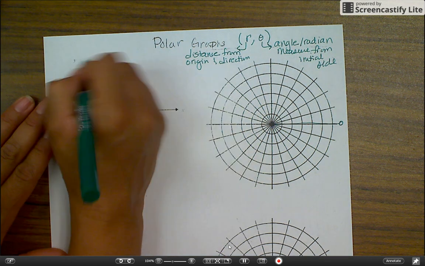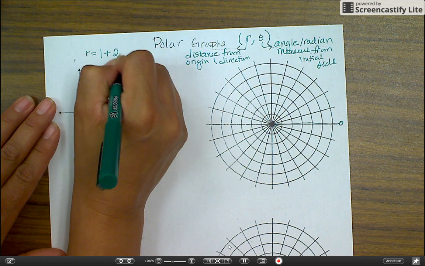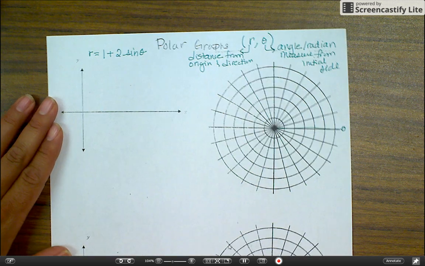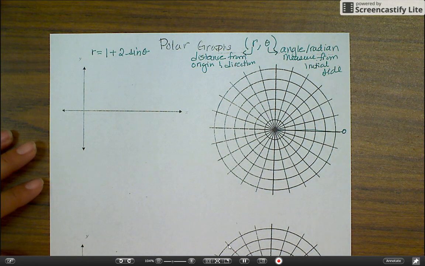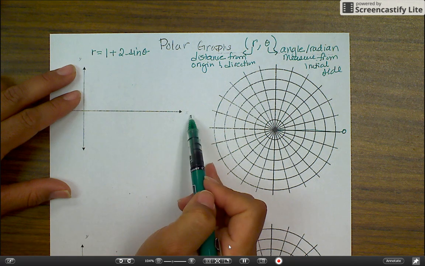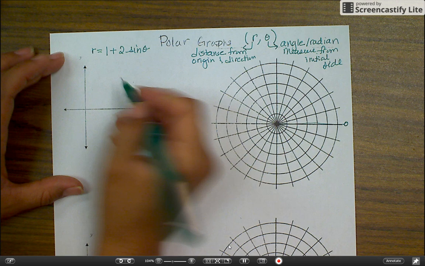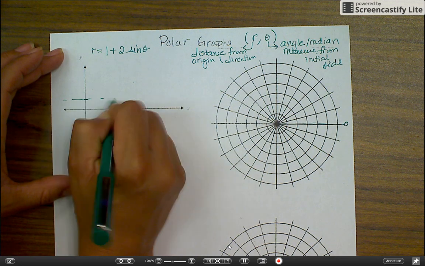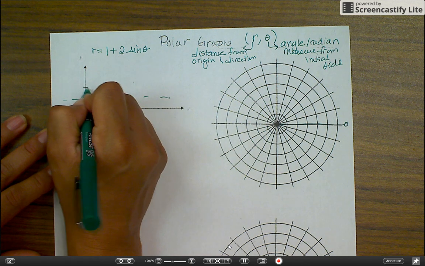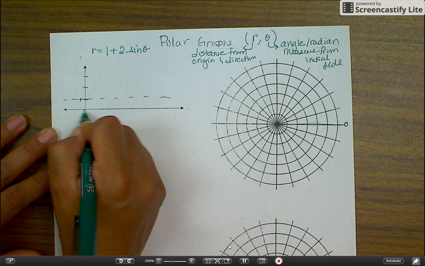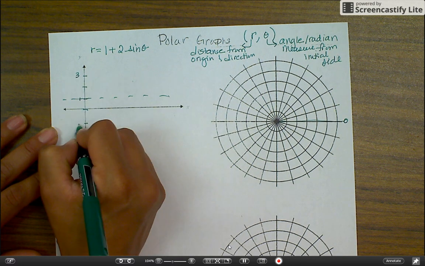So let's graph one. r is equal to 1 plus 2 sine theta. So this is going to be our polar equation that we're going to work with. Okay. I first like to graph it on x and y axes. That helps me to generate my polar graph. So I'm going to shift this up 1 because this is a vertical shift of 1. And then I have an amplitude of 2 units. So it goes up 2 and down 2. So this is going to be at 3, and this is going to be a -1.